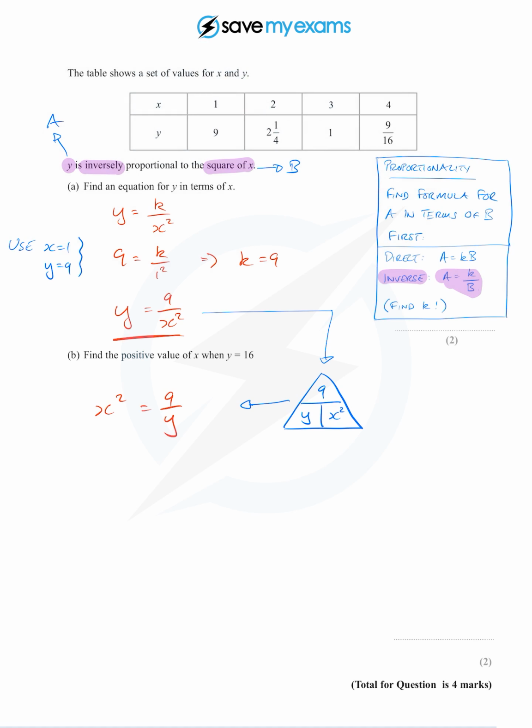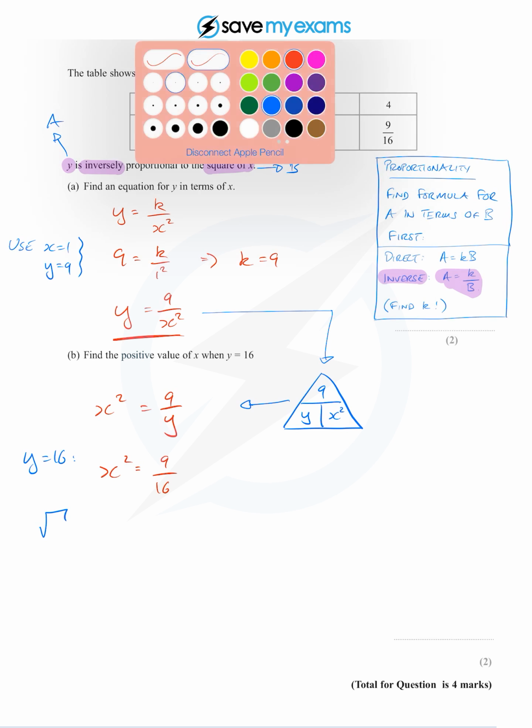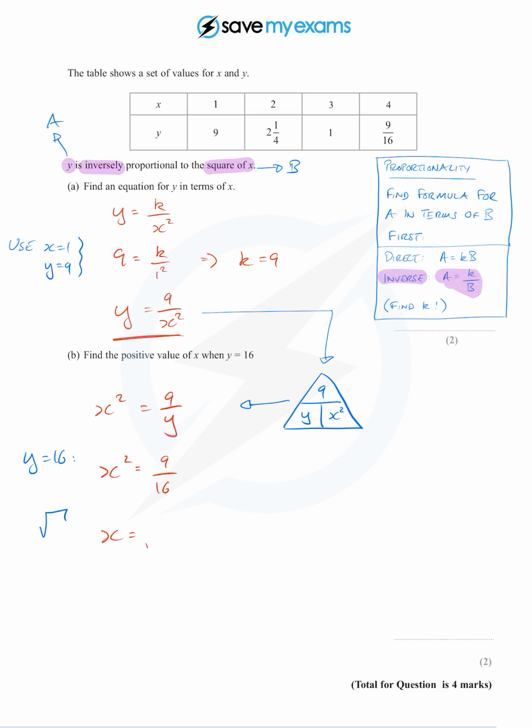Right, what are we told? We're told that y equals 16, and so x squared is 9 over 16. And I just need now to square root both sides. And when I square root both sides, I get x on the left, and I get the square root of 9 over 16 on the right. And when I'm square rooting a fraction, I can simply square root the top, square root of 9 is 3, and square root the bottom, square root of 16 is 4. And there is my answer.